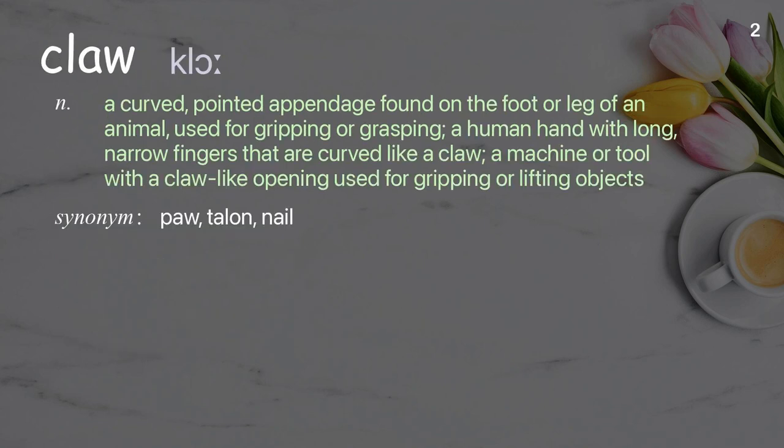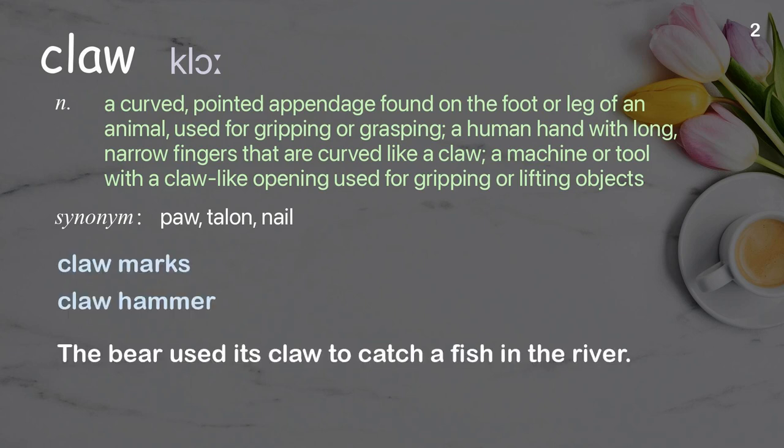Claw. A curved, pointed appendage found on the foot or leg of an animal, used for gripping or grasping. A human hand with long, narrow fingers that are curved like a claw. A machine or tool with a claw-like opening used for gripping or lifting objects. Examples. Claw marks. Claw hammer. The bear used its claw to catch a fish in the river.